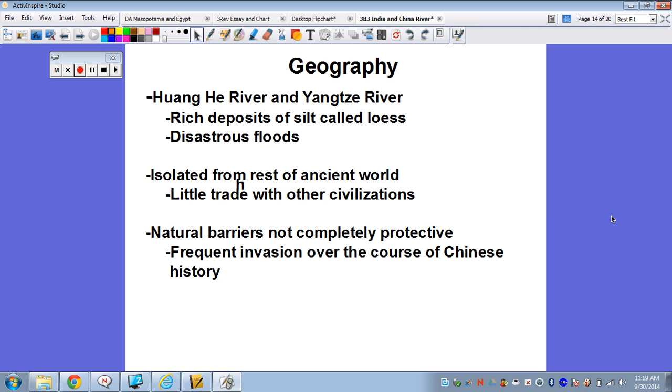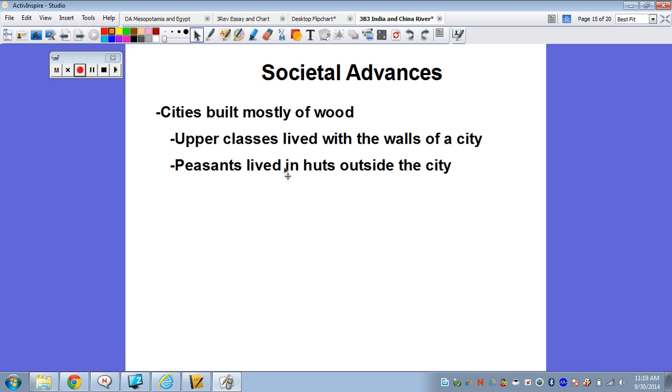Although that's the case with natural barriers, to the north and west of China there are some plains where they are going to see frequent invasion over the course of Chinese history from the northern end of it. But they will grow up, they will develop in isolation from other civilizations. Societal advances, cities were built mostly of wood.